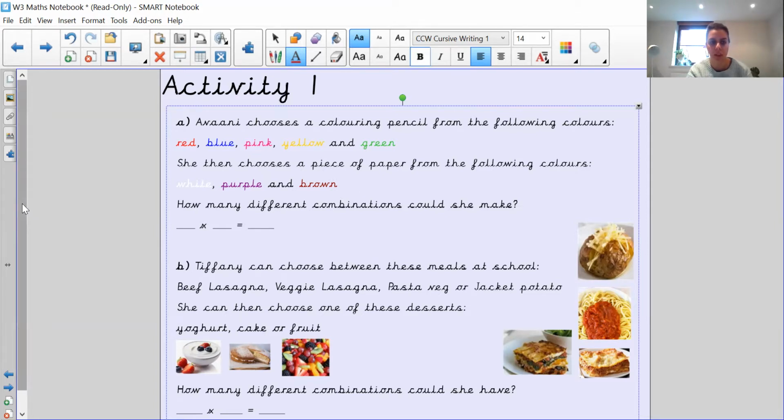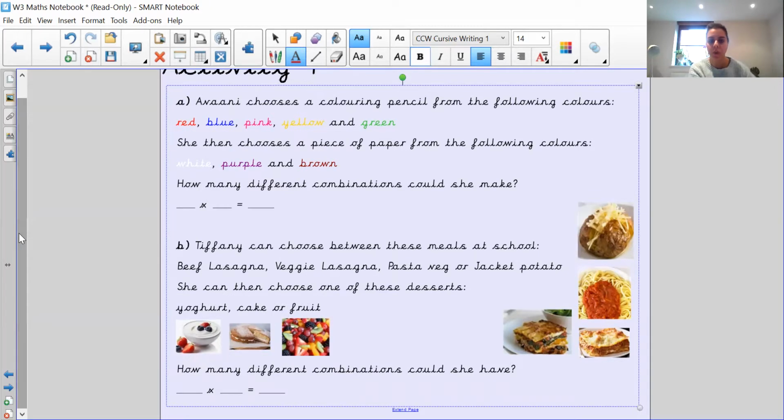The next question, it says Tiffany can choose between these meals at school: beef lasagna, veggie lasagna, pasta veg, or jacket potato. She can then choose one of these desserts: yogurt, cake, or fruit. How many different combinations could she have? See if you can work that one out.